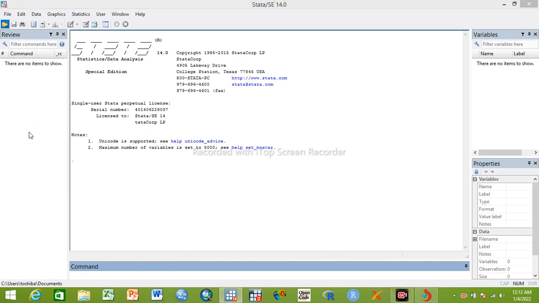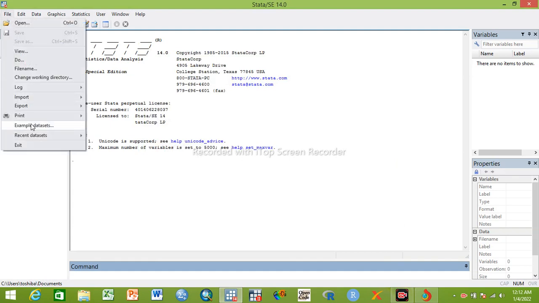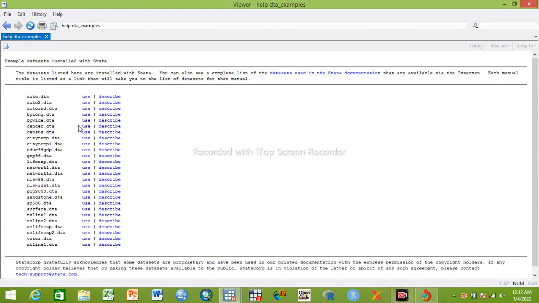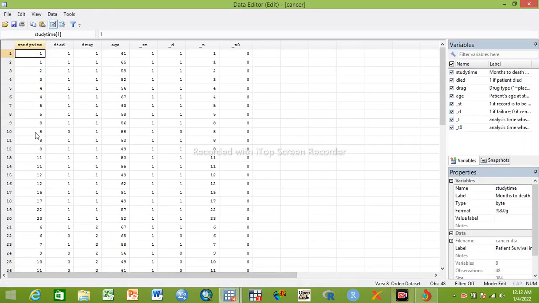So now we will open the data sets of Stata. This is the example data sets, and now we can use the cancer data. This is our data, so let me introduce the data. This is study time or duration. This is an event. One is died, zero is not died or censored. Drug is the dependent variable, having three types of drugs. One is placebo, two is treatment, three is another treatment. Age is an independent variable, a continuous variable, and this is stated survival analysis.